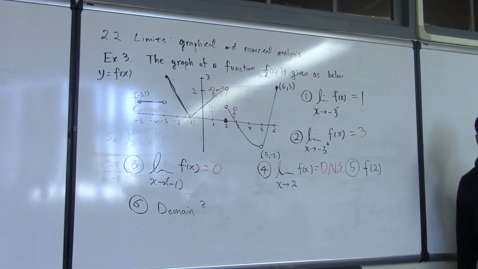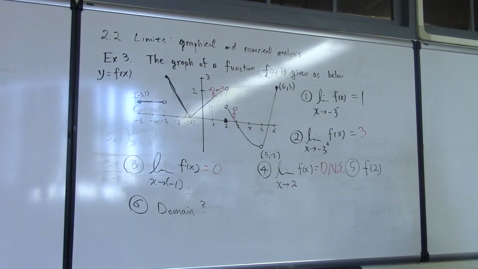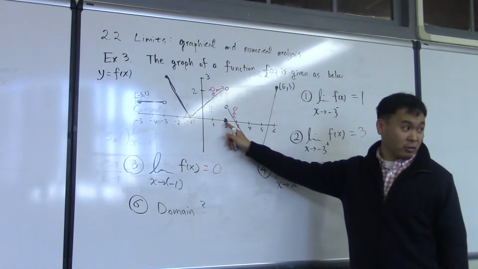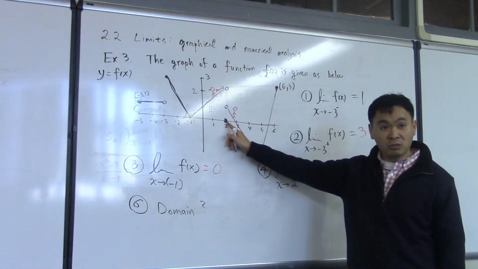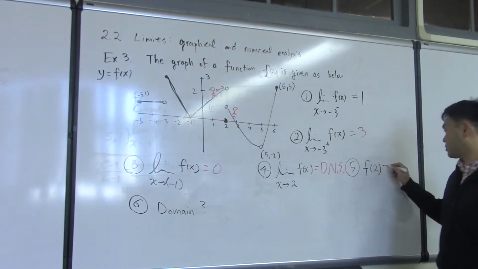Okay. Now, what's the actual value of the function at 2? See this closed circle here? That's the actual value. And what's the altitude of this closed circle? It's 0. So the value of the function is 0.